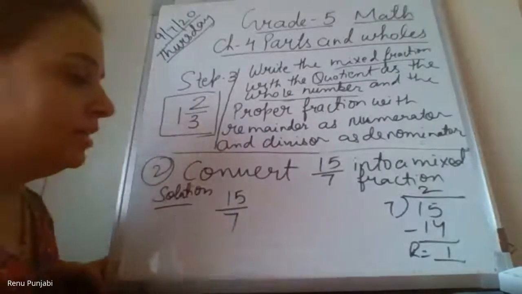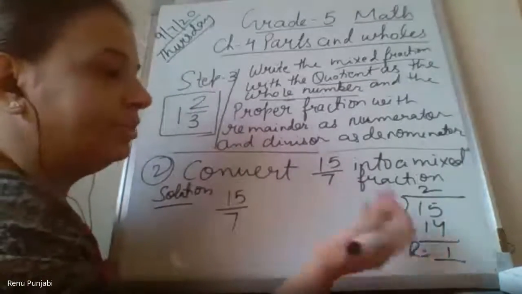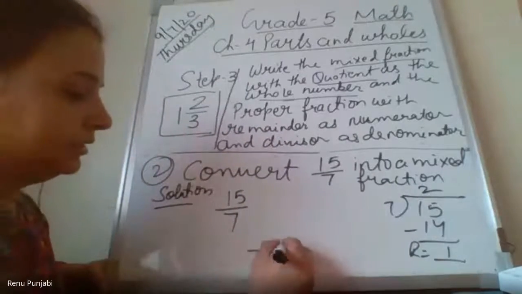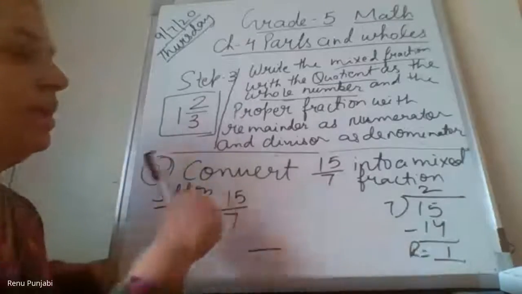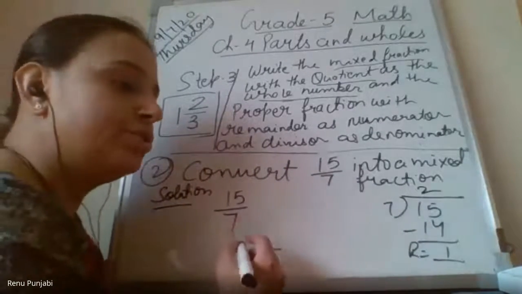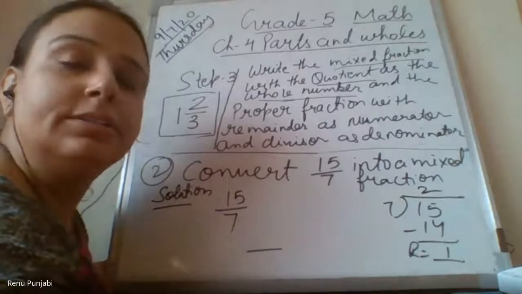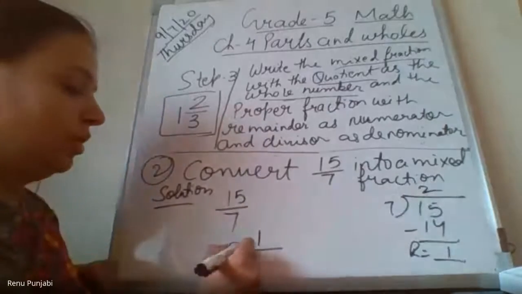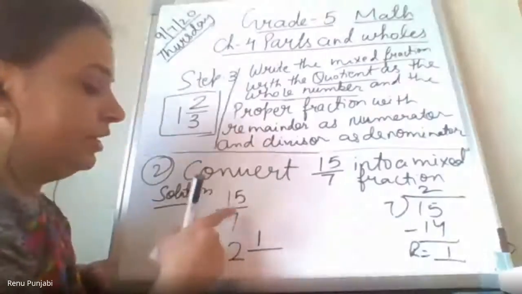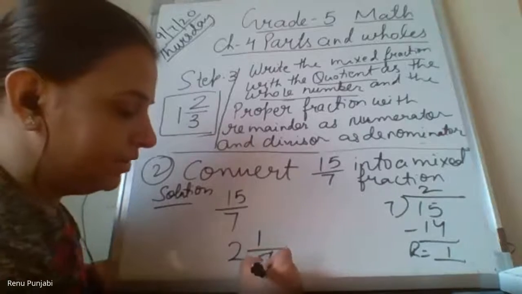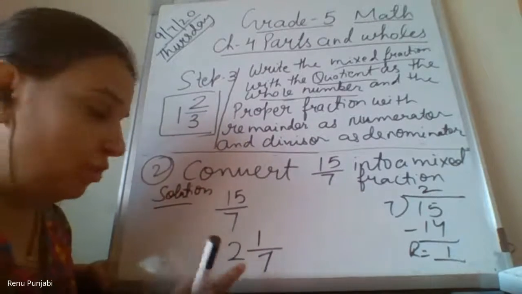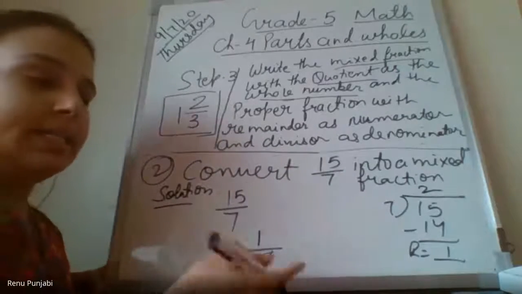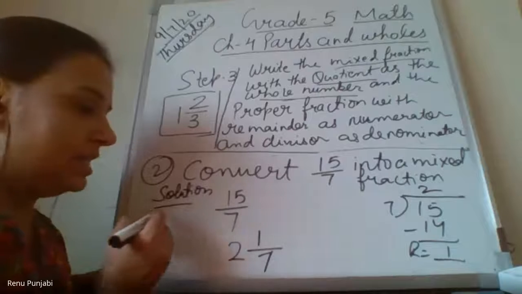So our second step says divide. After dividing, the third step says to arrange them. Your remainder will be your numerator. Your quotient will be your whole number, and your denominator is always the same. The divisor will be at the denominator. Now, if you want to check whether it is right or wrong, I will tell you how to check it.